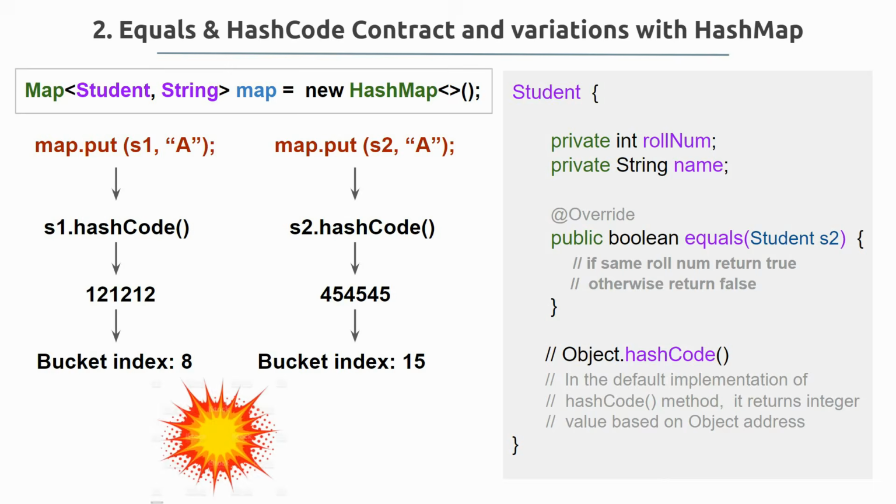So here we are violating the basic hashmap property that hashmaps cannot have duplicate keys, because as per the equals method, S1 and S2 objects are equal, but still we are able to put S1 and S2 into the hashmap at different bucket indexes. So this is a violation of a property of a hashmap, and this could result in unexpected behavior, and that's why it is very important to follow the equals and hashcode contract.